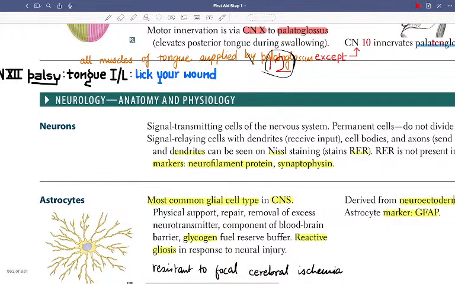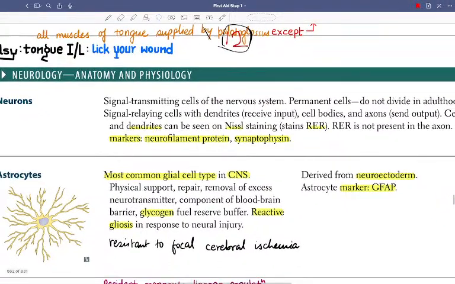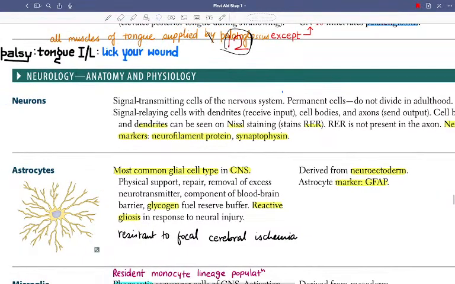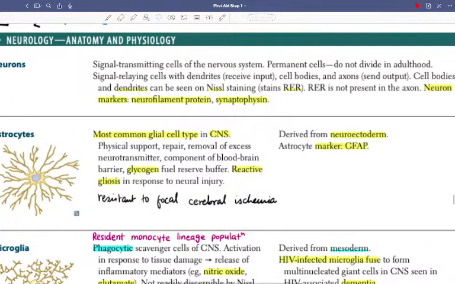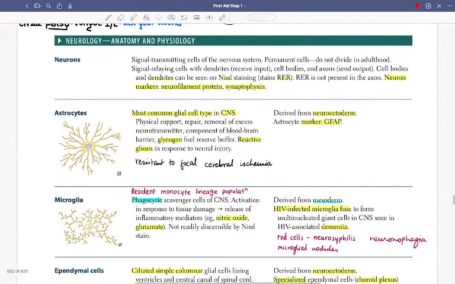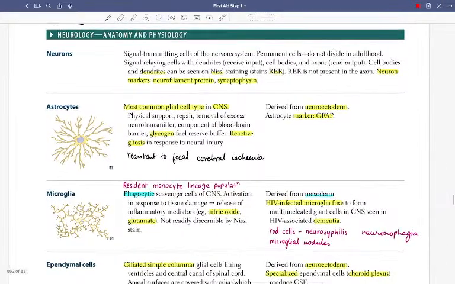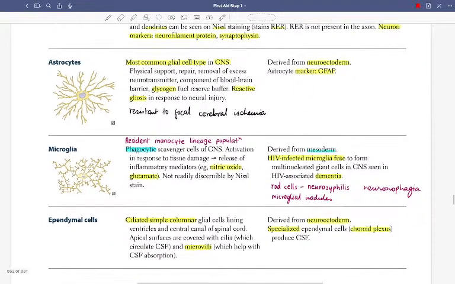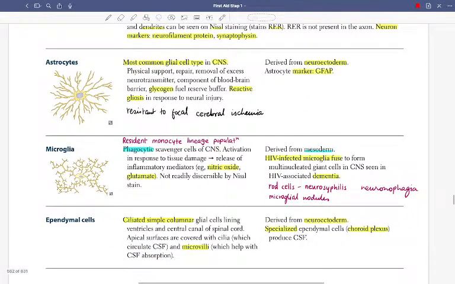So we finished the embryology part, more or less. Now quickly we'll do the anatomy and physiology and get into the pathology, because pathology is way more important. Okay, so neurology. The neuron markers you have to remember are neurofilament protein and synaptophysin.